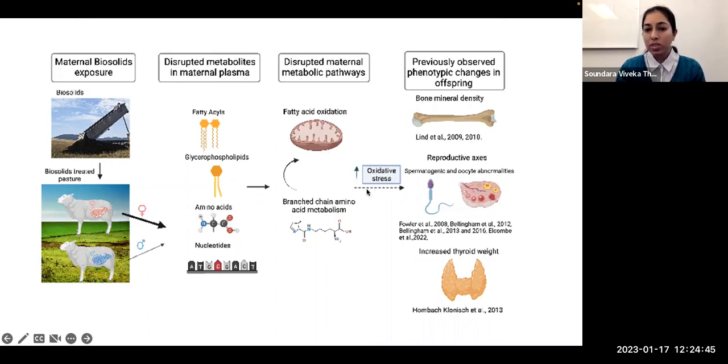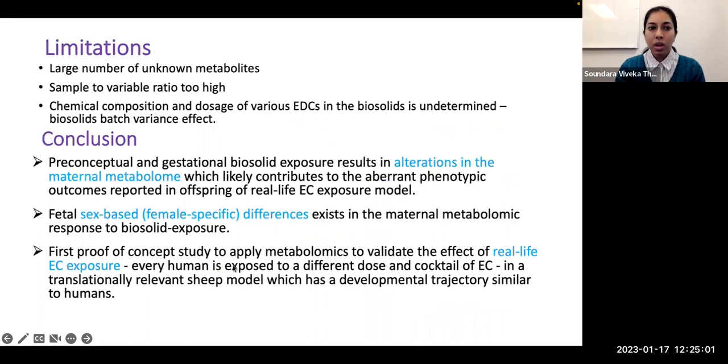And we propose that these combinedly contribute to the previously observed phenotypic changes in the biosolid exposed offspring, which are reflected by increased bone mineral density, disrupted reproductive axis, and increased thyroid weight.